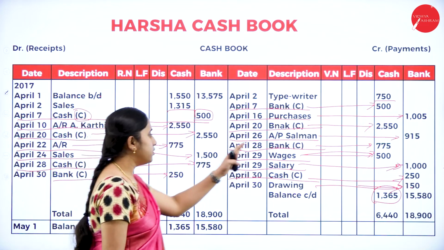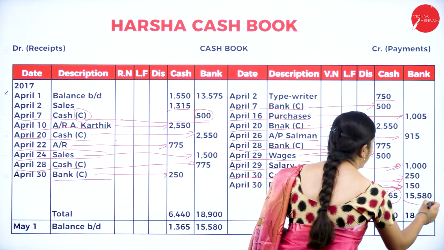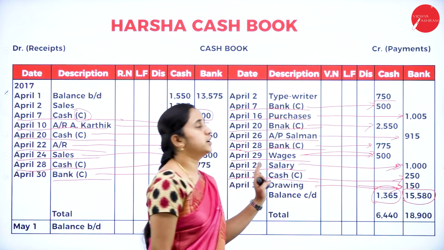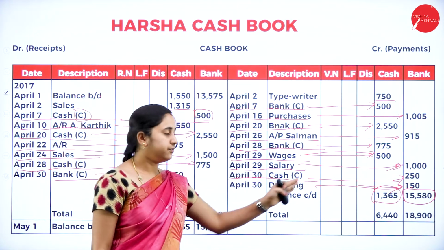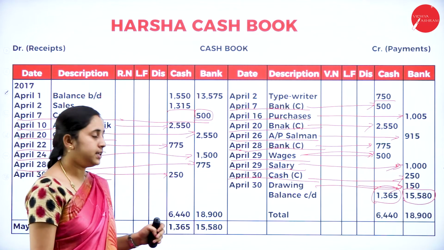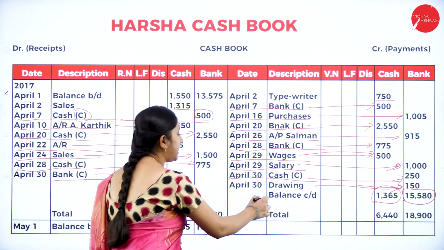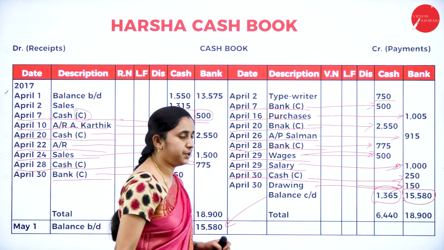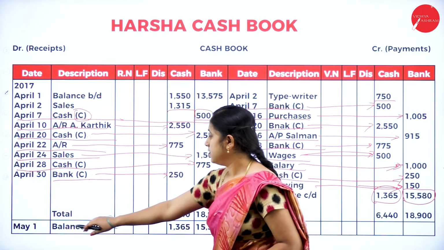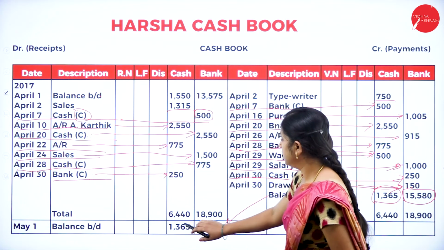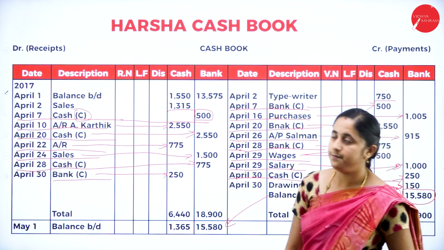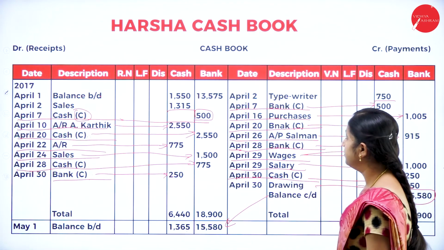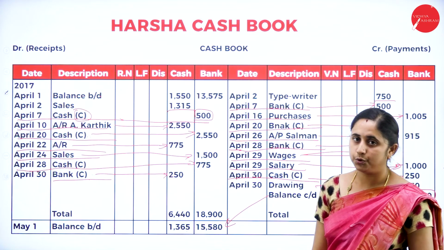In the same way, find the difference for bank also. First, make a total of both the debit and credit of bank. Then find the difference. It is considered as balance carry down. Balance carry down should be brought down for the next month. That is May 1st. May 1st balance brought down 1,365 and 15,580. So this is all about the 3-column cash book.